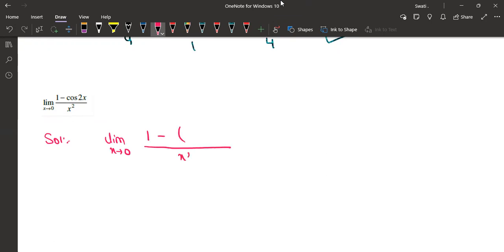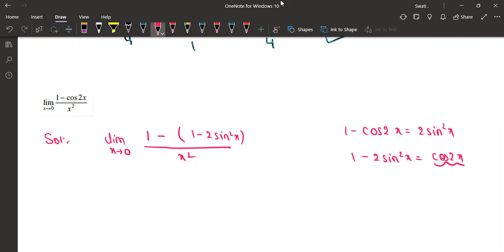I'm going to use a formula. We know that 1 minus cos 2x is 2 sine square x, right? So from here, if I shift this 2 sine square x to the left side, that will become minus 2 sine square x, and minus cos 2x to the other side, that will become plus cos 2x, right? So therefore, the formula of cos 2x we can use is 1 minus 2 sine square x, right? Now this will become limit x tends to 0.